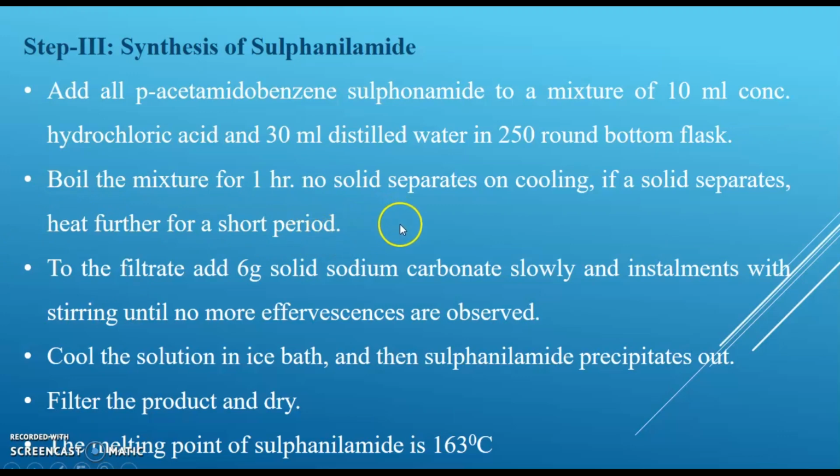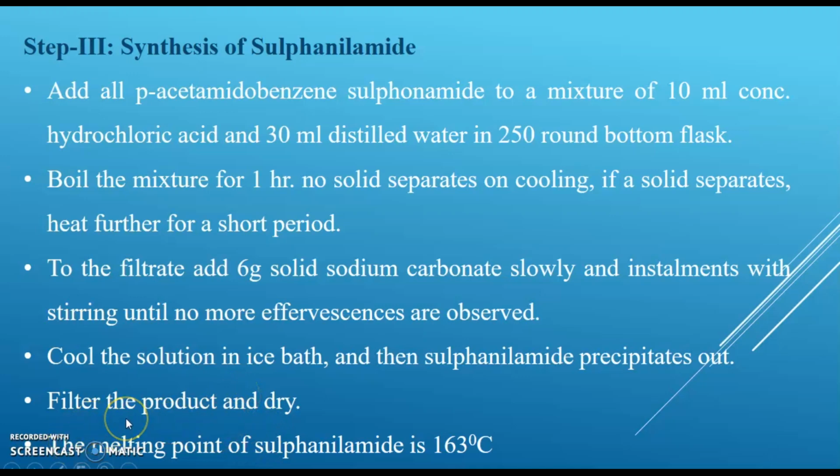proceed for filtration, and in the filtrate we add 6 gram of solid sodium carbonate slowly, where effervescence is observed. Then cool the solution in an ice bath and sulfanilamide is precipitated out. After that we proceed with filtration and drying. The melting point of sulfanilamide is 163 degrees Celsius. So this is the three-step procedure for synthesis of sulfanilamide.